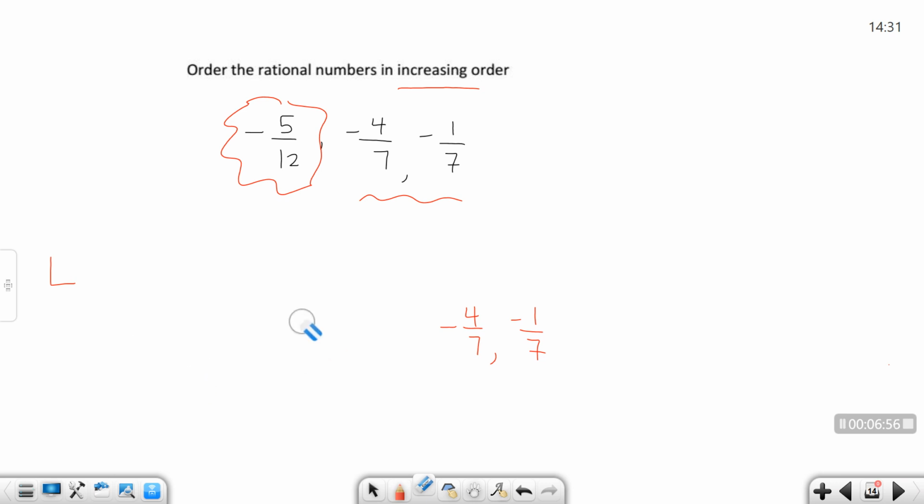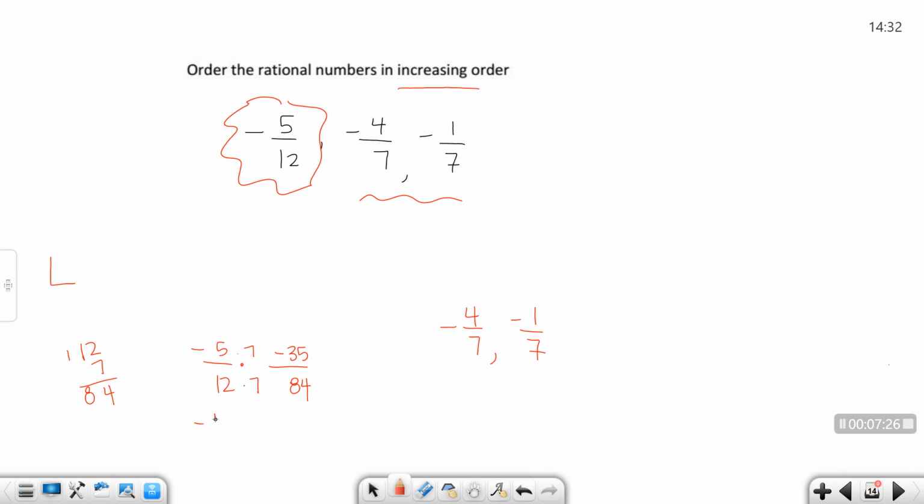All right, so what I have to do is put these together and try to find a common denominator between 12 and 7, which is pretty bad. That's a big number. If you multiply this one out, you'd get 84. So if I'm turning this into an 84, I'm going to multiply by 7 on the top and bottom, and that's going to give me a negative 35 over 84.